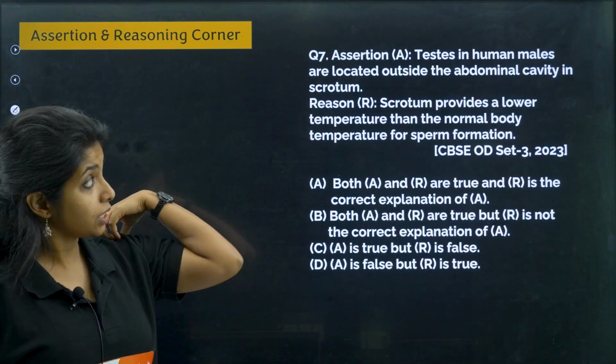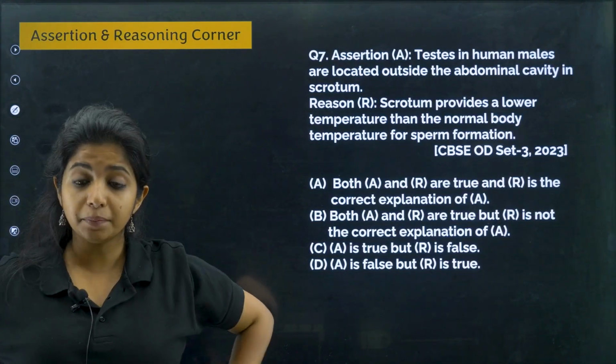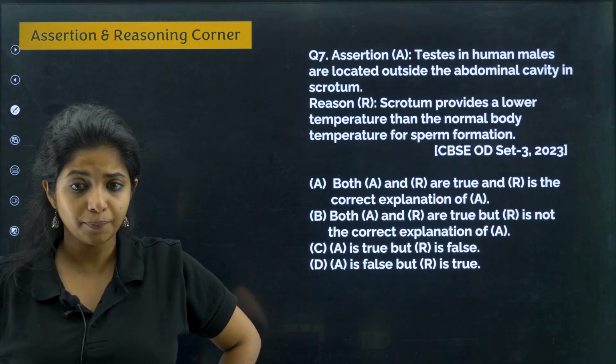Next, the assertion says, testes in human males are located outside the abdominal cavity in the scrotum.